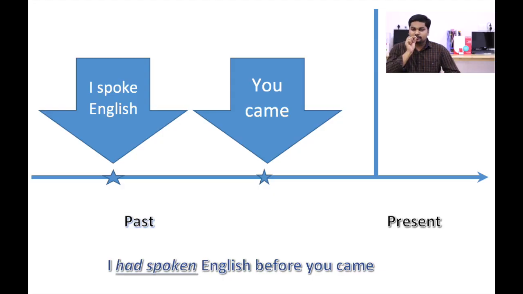Two actions happened here. I spoke English, you came. So among these two sentences, the first action that happened was I spoke English, and then you came. So to express this meaning, we used past perfect, and that's why we said I had spoken English before you came here. So now we finished present perfect and past perfect. So the present perfect was I have spoken English many times, and the past perfect was I had spoken English before you came here. Now let's talk about future perfect.